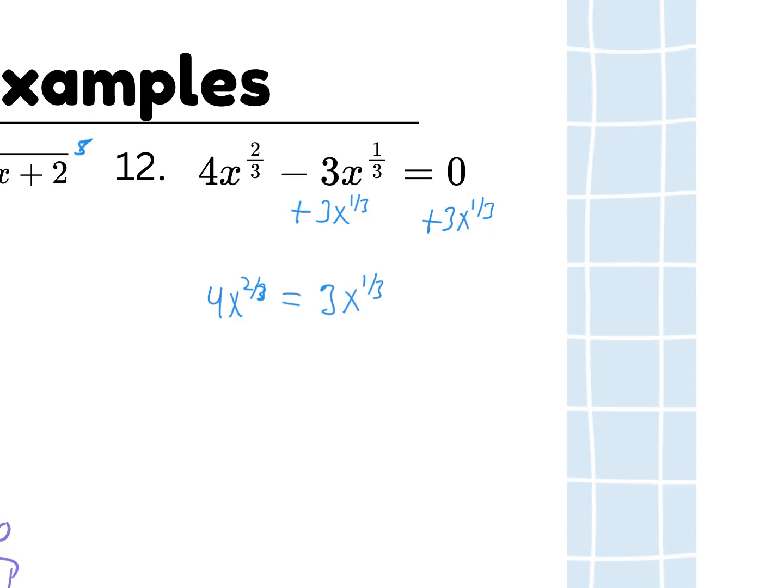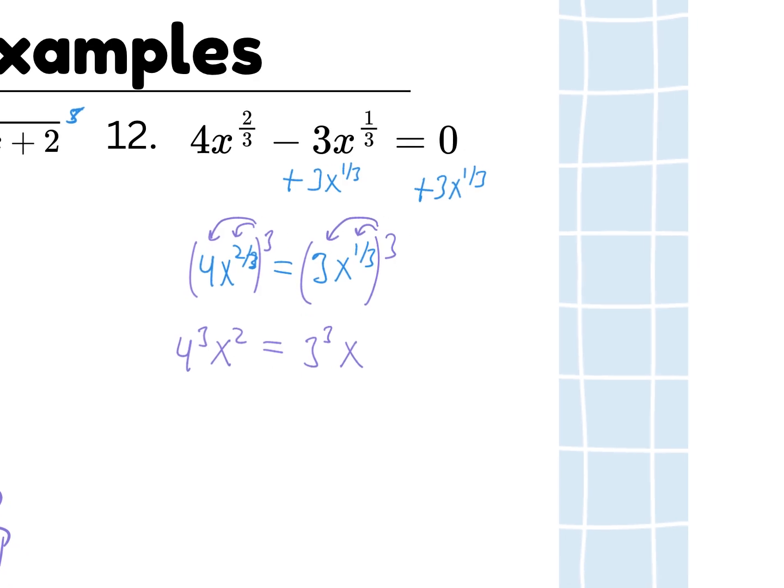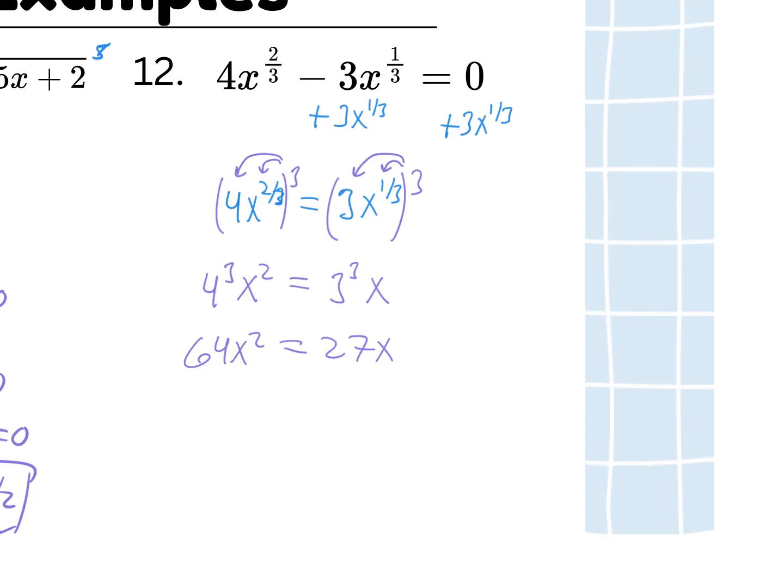And then again, you can raise both sides to the power of the denominator. So I'm going to raise to the power of 3, raise to the power of 3, and that's going to cancel out these 3's. But keep in mind, just like before, I can distribute to both of these. This is going to go to both of these factors over here. So this becomes 4 to the 3rd, x squared equals 3 to the 3rd x, all right? And so this is just going to become 4 to the 3rd power is going to get you a 64. X squared equals 3 to the 3rd power is 27x, all right?